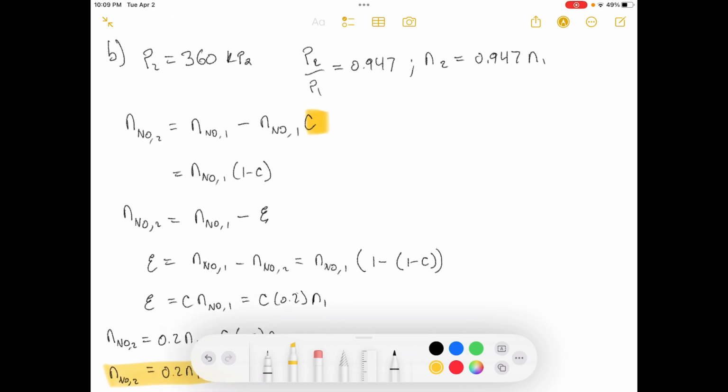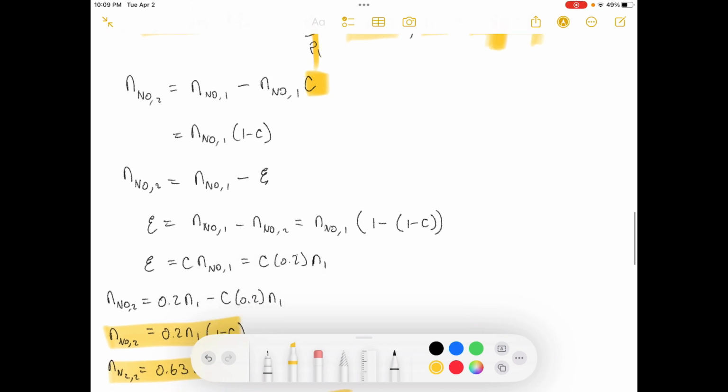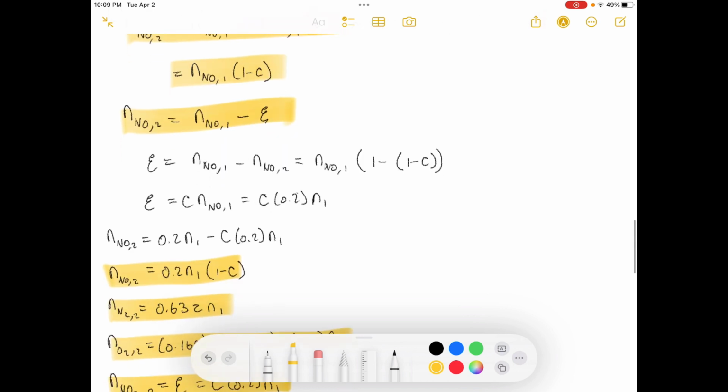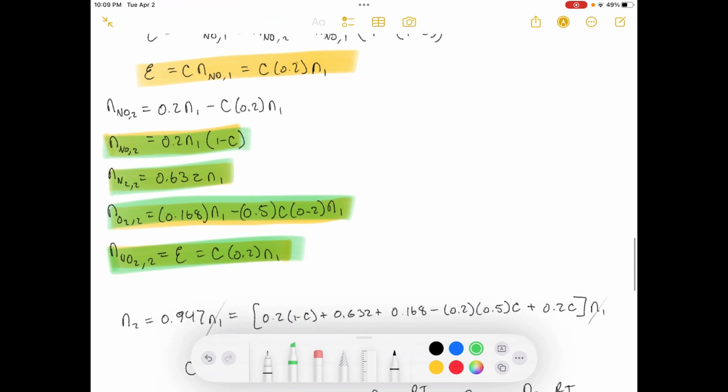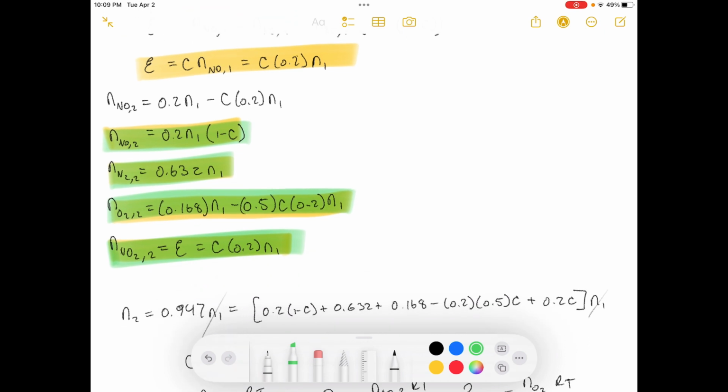Okay, so we start off with partial pressure. We have this pressure ratio, so that means N2 equals this ratio times N1. And then we have our same conversion here. We just keep it as C instead of as 90 or 0.9. Okay, we get our extent of reaction. I did this one a little bit faster because we just did this, but now everything's in terms of C. We're just using the exact same extent of reaction equation. We just put it in terms of C.